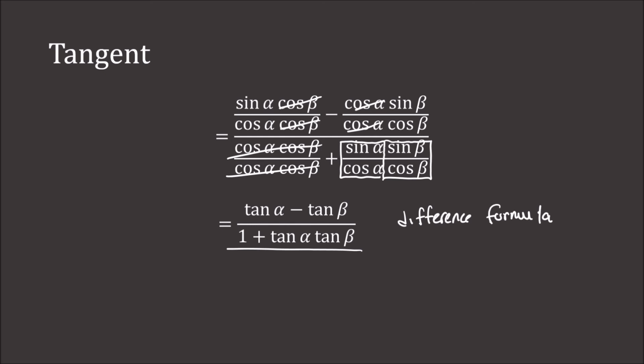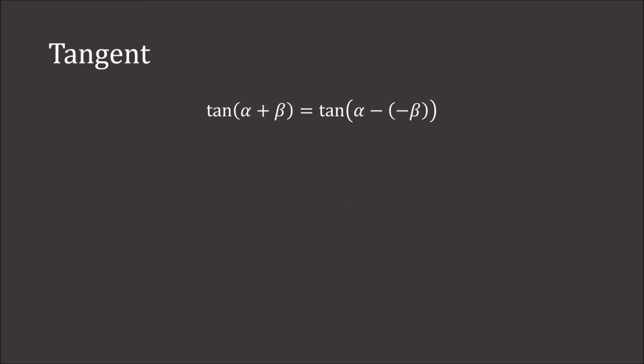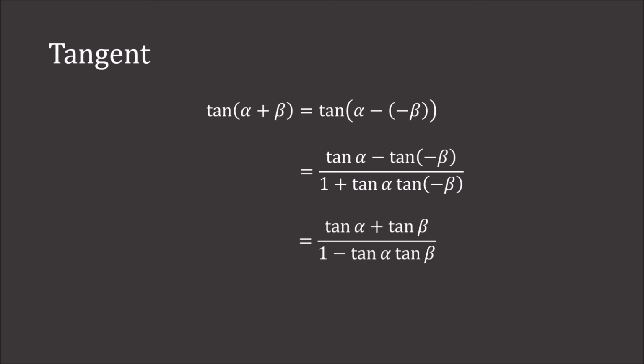Now, as we did with sine and cosine, we can go ahead and write the sum as a difference. So the tangent of alpha plus beta is tangent of alpha minus negative beta. Then we can use the difference formula that we just derived. Now, tangent is odd. So using that property, we can write this, and this is the sum formula for tangent.